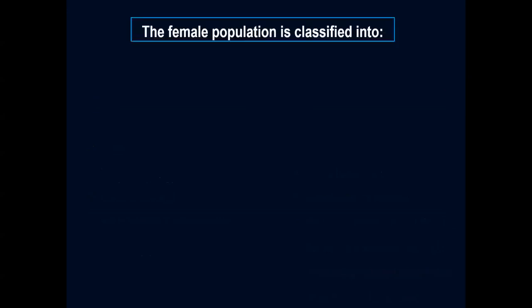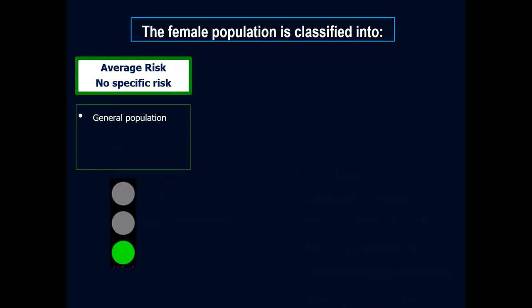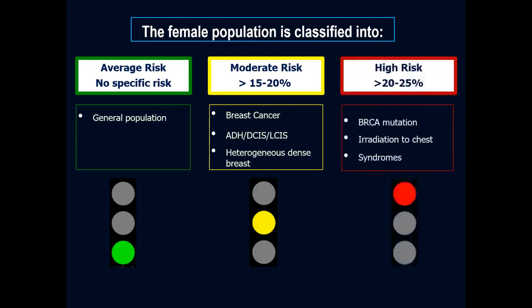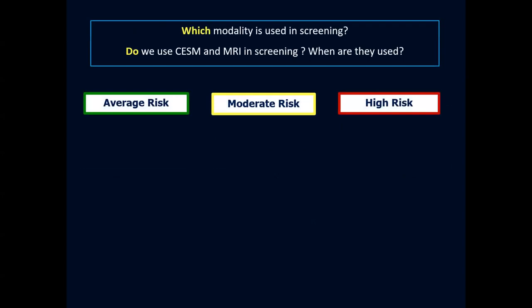In general, the female population is classified into an average risk population, a moderate risk population, which have an increased incidence of 15 to 20%, and a high risk population, which have an increased incidence of more than 20 to 25%.